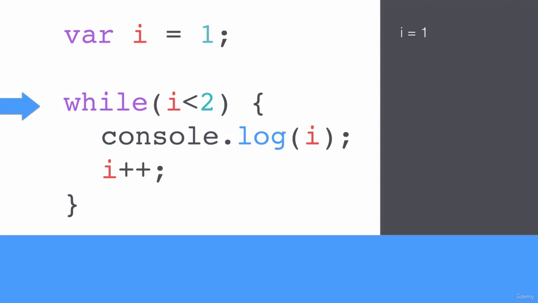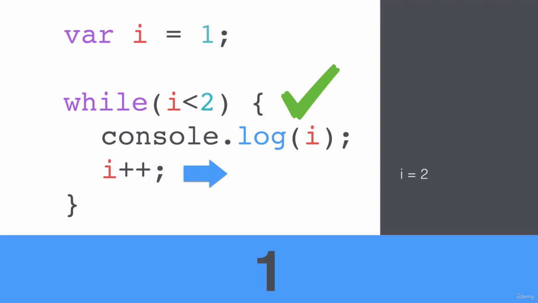Now the code goes to the while loop, and it will evaluate the statement in between the parentheses. So is I currently less than 2? Well, 1 is definitely less than 2, so this is true. And if the statement is true, then that means that the computer will execute the code in between the curly braces, which currently just tells it to console log the value of I, which of course, as we know, is equal to 1.